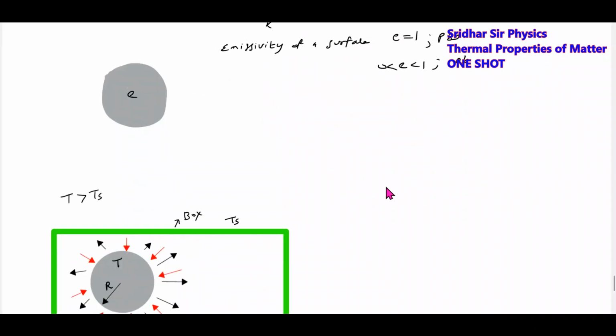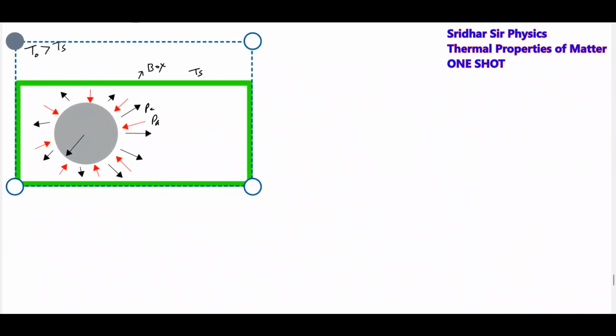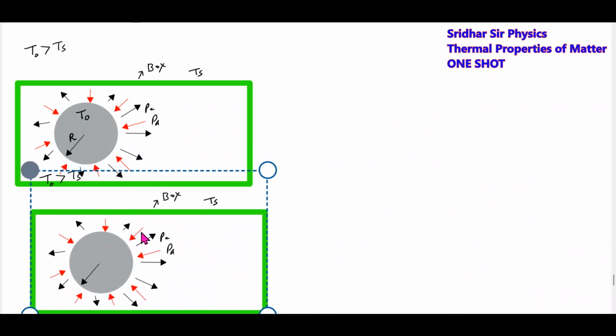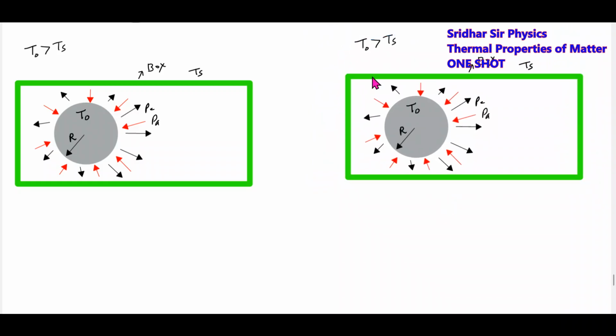Now, if the same body is kept in a box where T is the temperature, then it will emit power and at the same time will be absorbing. So after some time, its temperature will keep on decreasing. Let T naught be the initial temperature. After some time, the temperature of this body will definitely become less than this at time T.